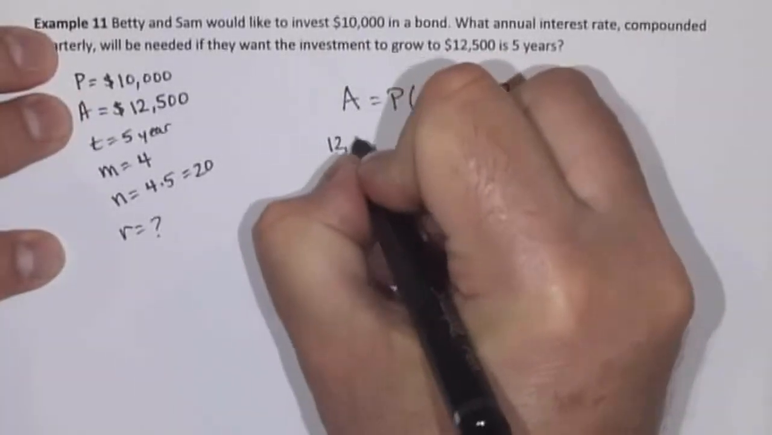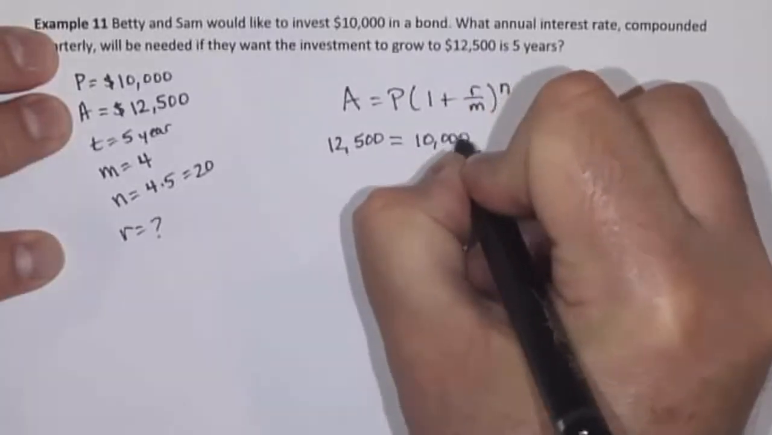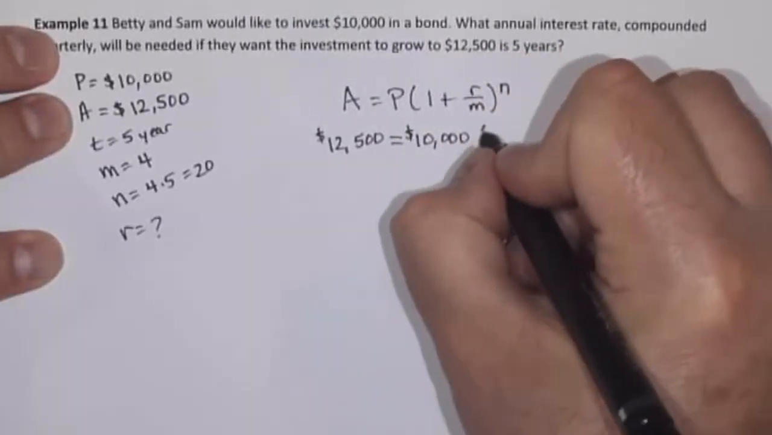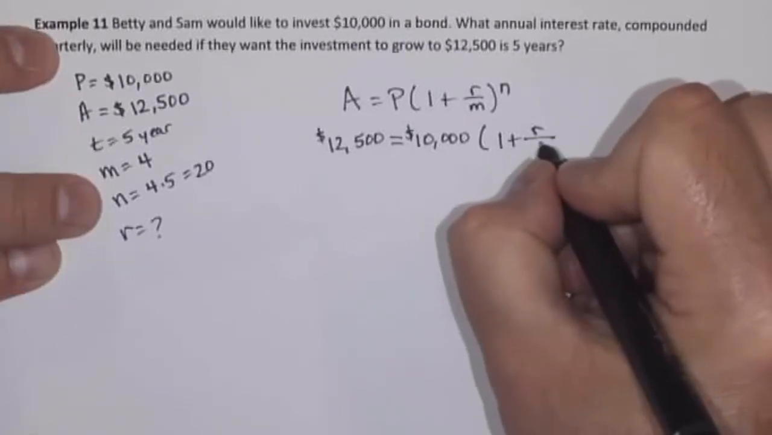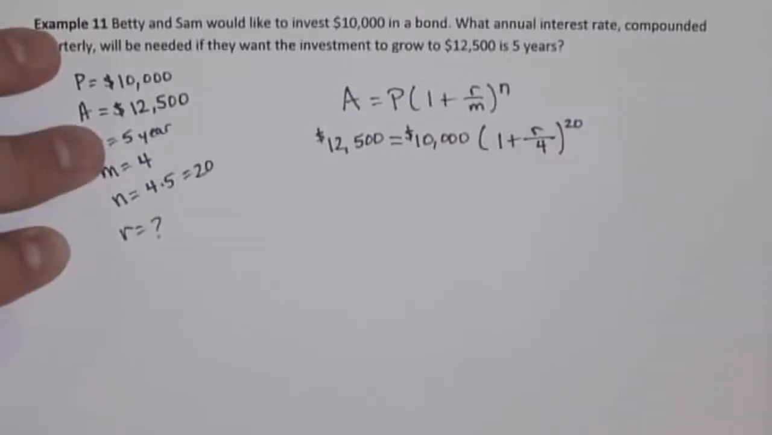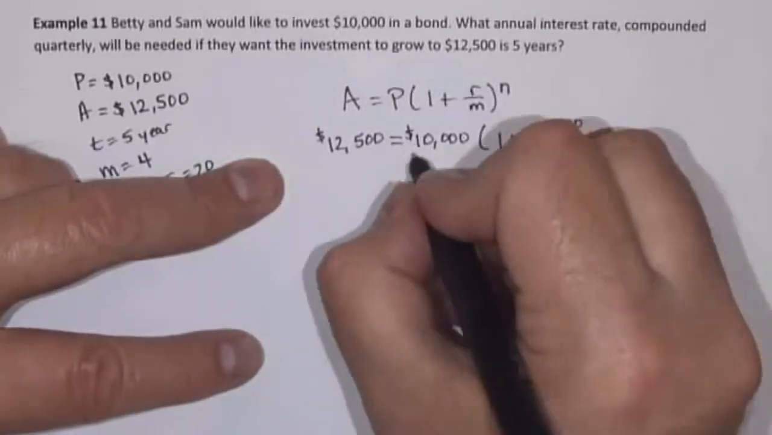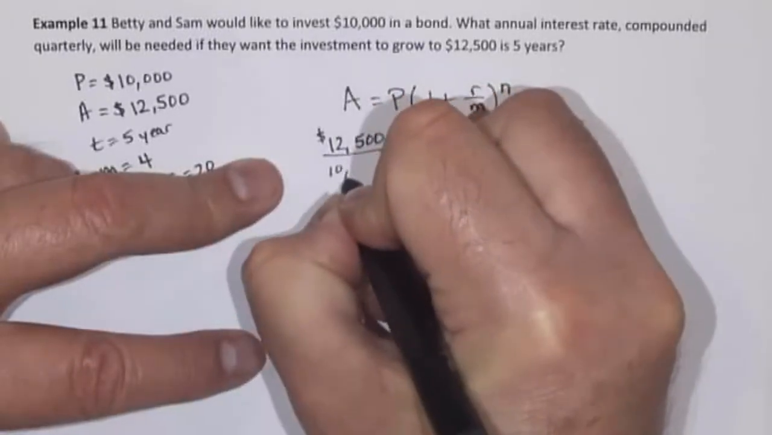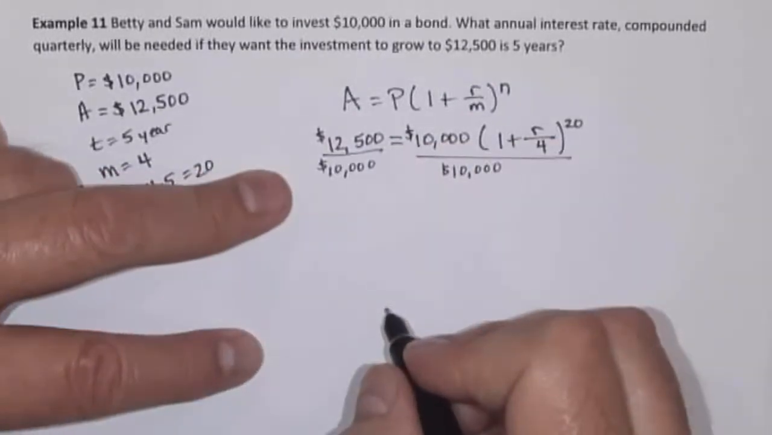So we have 12,500, that's what A is. That equals 10,000, that's what P is. Both of these are dollars, but the dollar signs will divide out. Times 1 plus R, we don't know what that is, divided by 4 raised to the 20th power. So I need to figure out what R is. So to solve for R, I'm going to start by dividing both sides by the $10,000. So again, when I divide by 10,000, the dollars goes away.